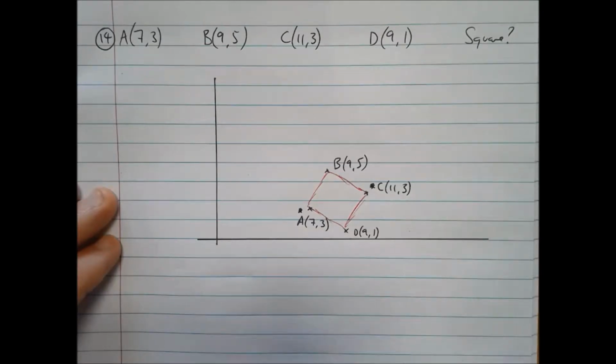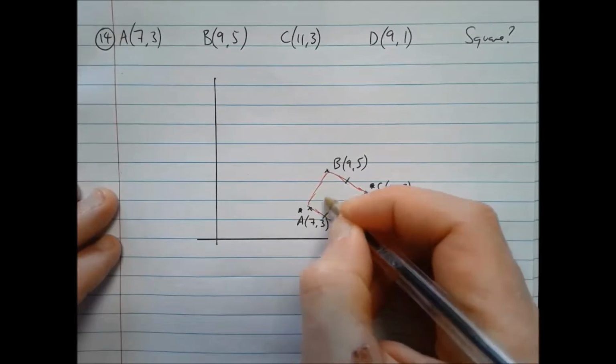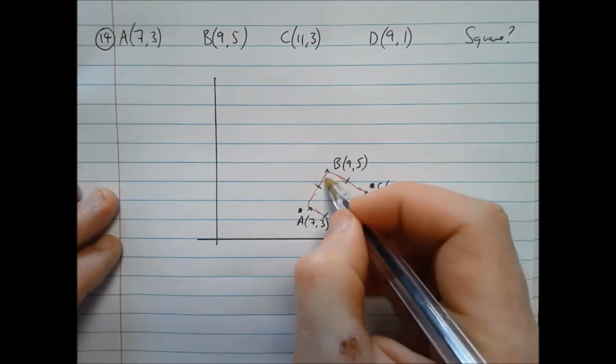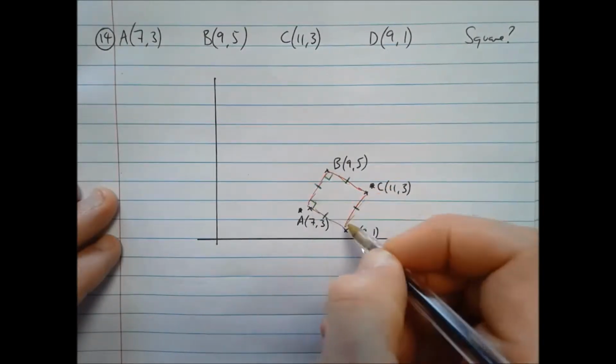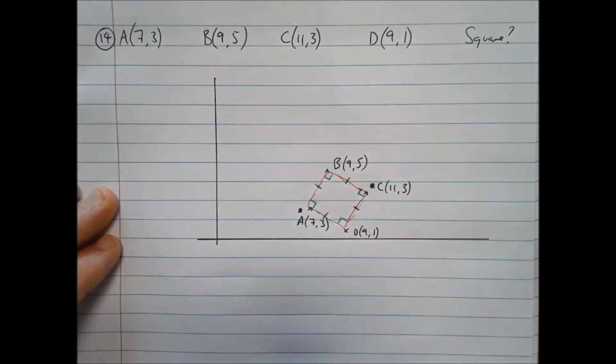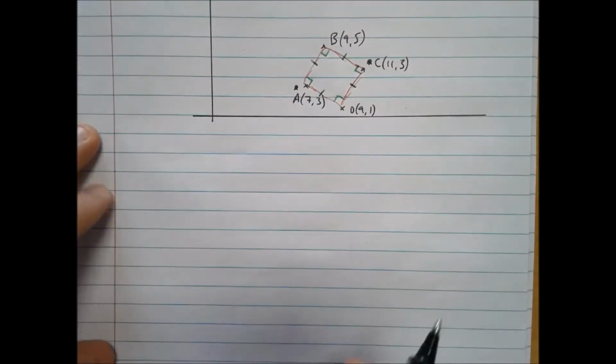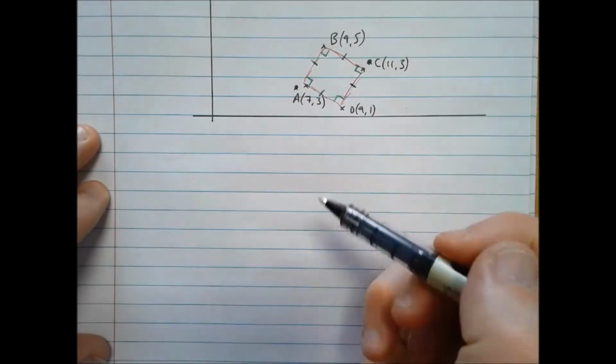Now, key features of a square, of course: all sides should be the same length, and there should be right angles at each corner. So they're the two key features that we need to be checking, and so hopefully that gives us a good reminder of what we need to do. So let's check that they're all the same length.